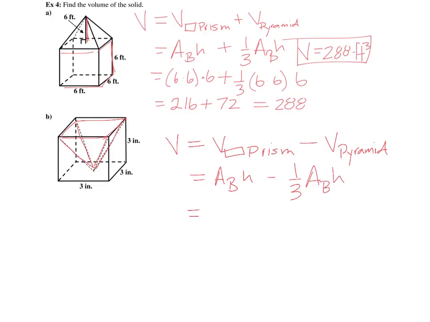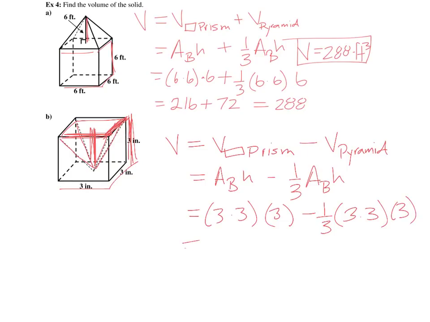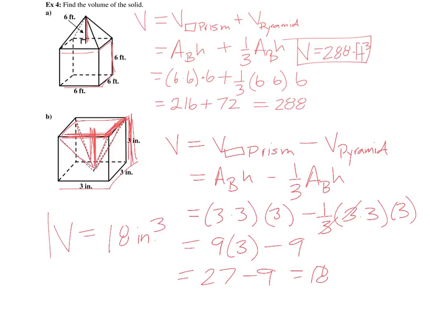All right, area of the base is 3 times 3, times the height, which is 3. Then area of the base for the pyramid is 3 times 3. And the height of the pyramid is what? Same as the height of the rectangular prism, 3. So I have 9 times 3. Then I have 3 times 3, which is 9. So I have 27 minus 9, which is 18. So the volume is 18 cubic inches. Done.